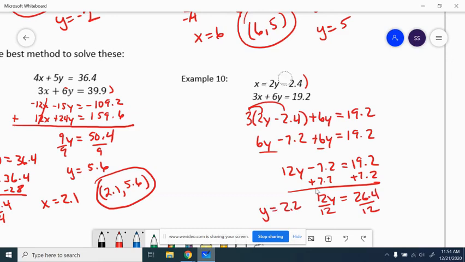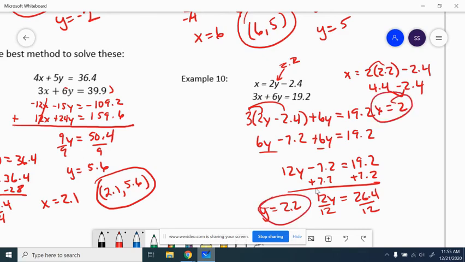All right, now I'm going to go ahead and put my 2.2 in for this y. So x is equal to 2 times 2.2 minus 2.4. Multiply this out. 2 times 2.2 is 4.4. Minus 2.4 is 2. So x is equal to 2. So we got my x, we got my y. Let's write this as an ordered pair. 2, comma, 2.2. There's your ordered pair. That's the solution for this system of equations.